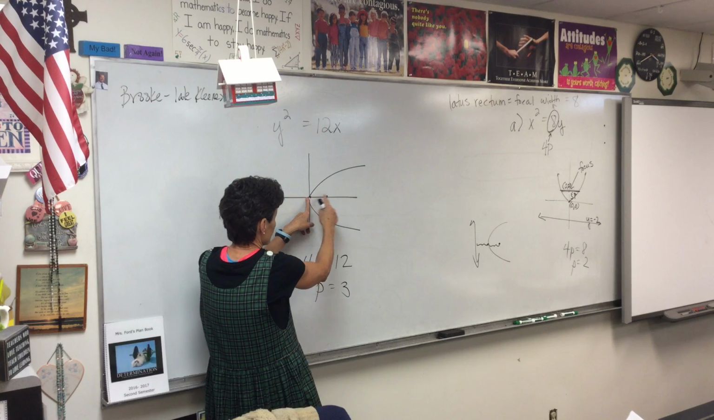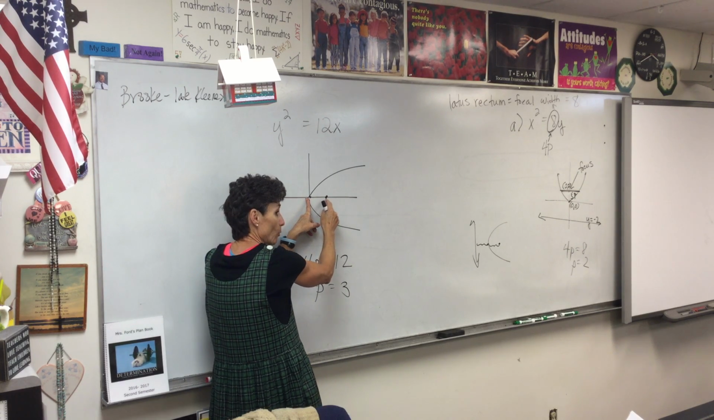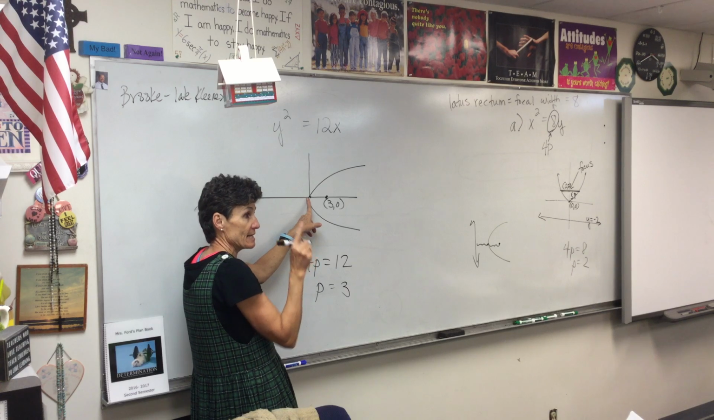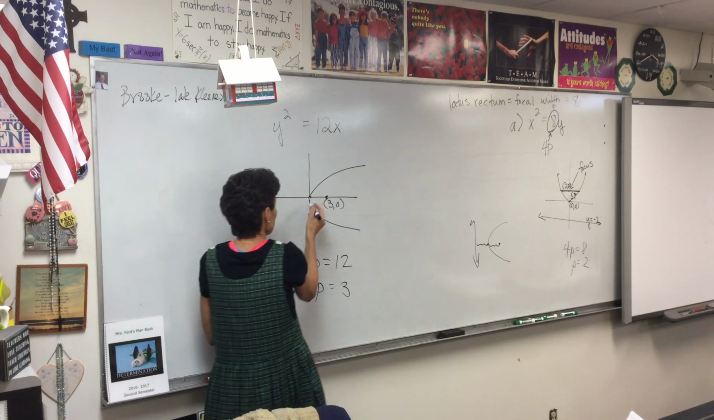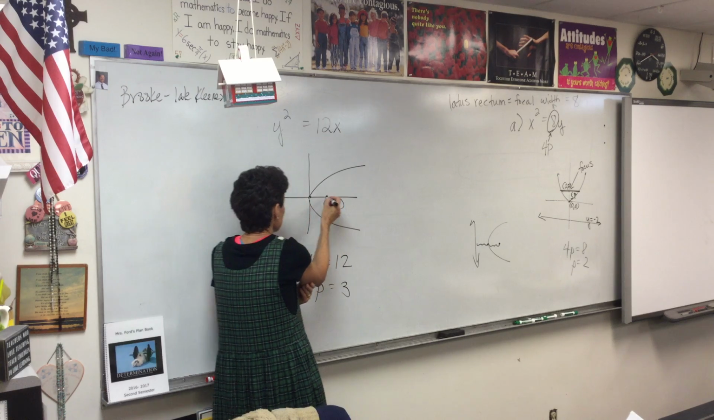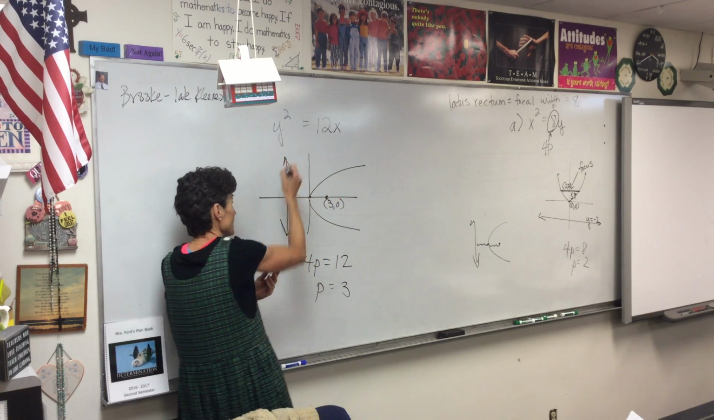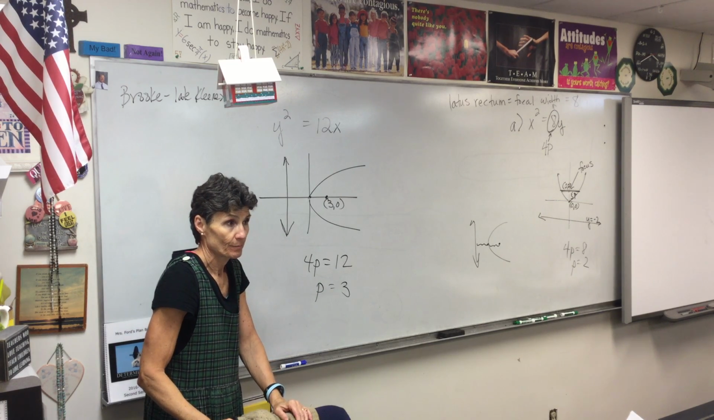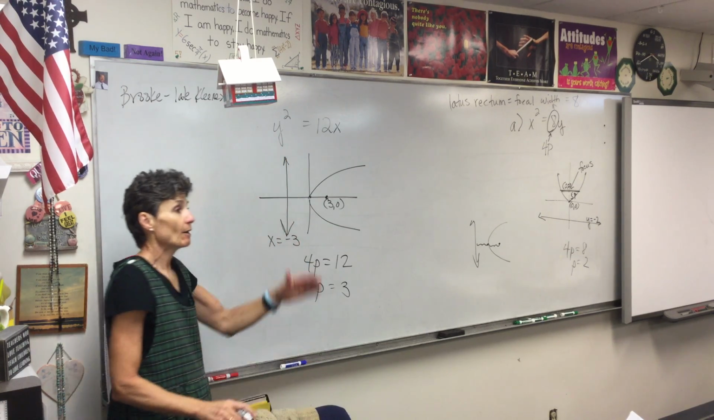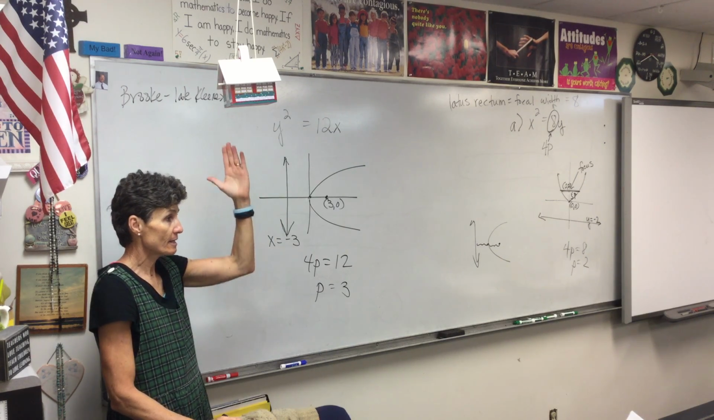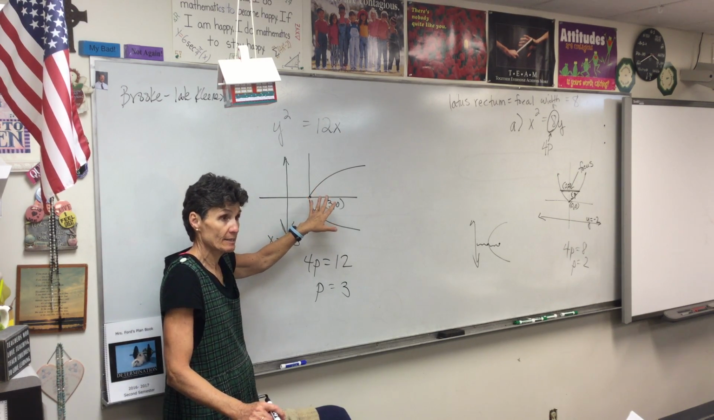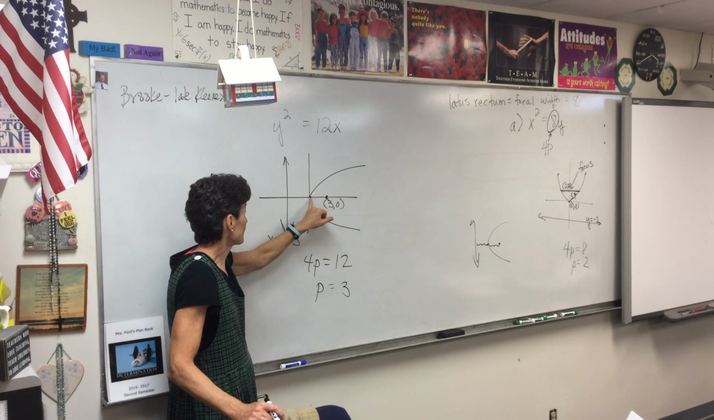Which means you're going to march forward 3. Putting you where? What will that point be? 3, 0. That's your focus. That's the F point. Now, if you went forward 3 for your focus, you're going to go backward 3 for your directrix. So look at that. X equals -3. How do you know it's x equals? Because it crosses the x-axis. You start at the origin, because that's where our vertex is, and we went forward 3 and backward 3.